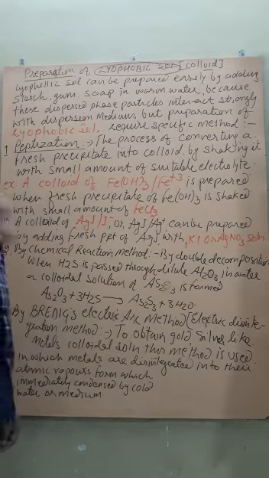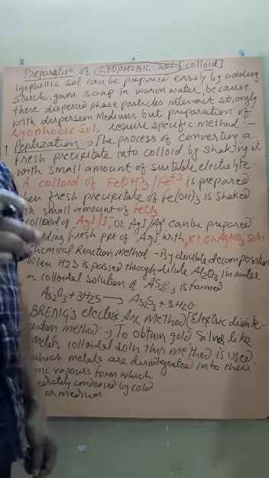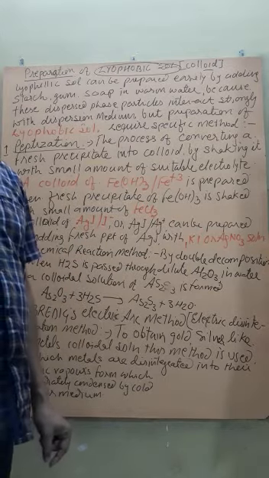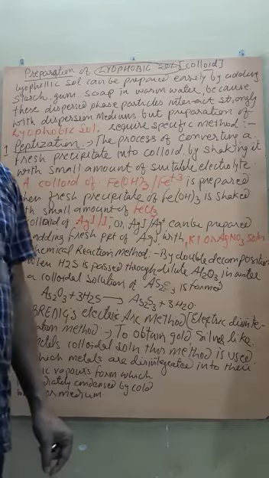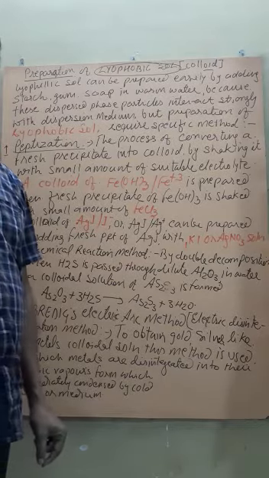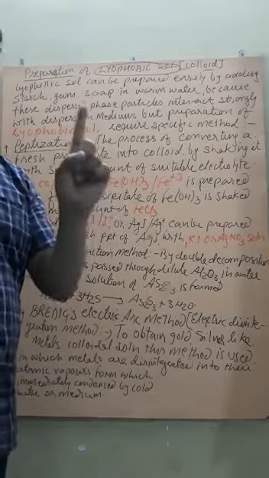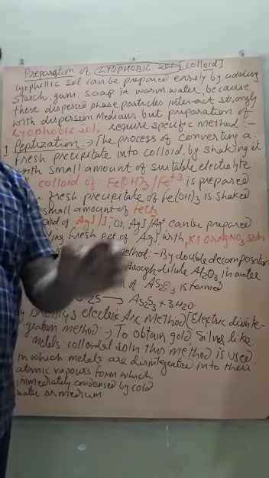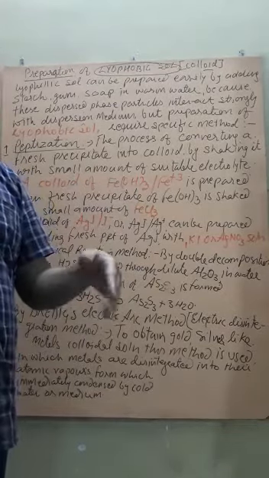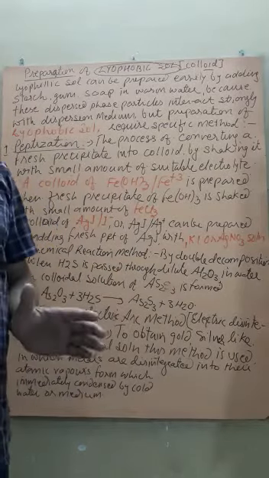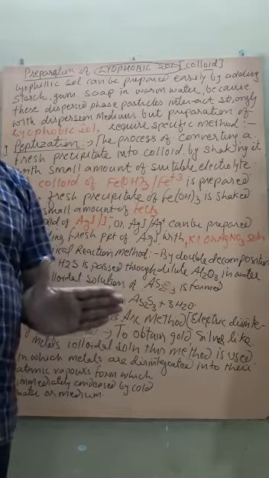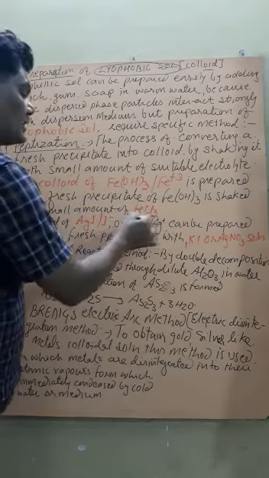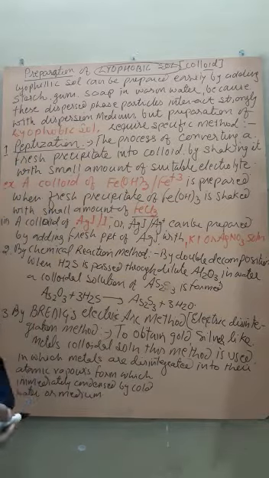The process of converting the freshly prepared precipitate into colloid by adding a small amount of electrolyte. The electrolyte must have at least one ion similar to that present in the precipitate. That is, if the precipitate is of ferric hydroxide, then the strong electrolyte must consist of what? Ferric ion. Therefore, we are adding what? FeCl3. What is the role of this FeCl3?